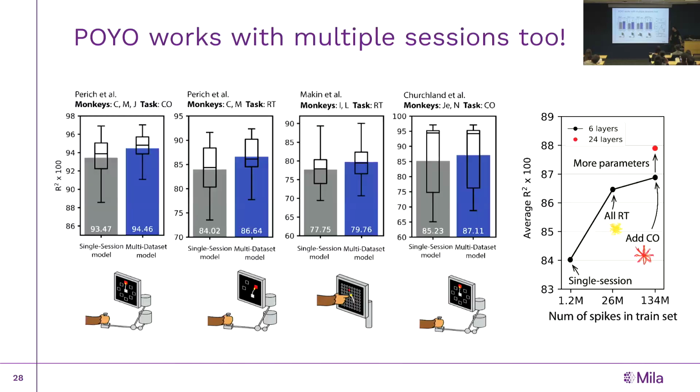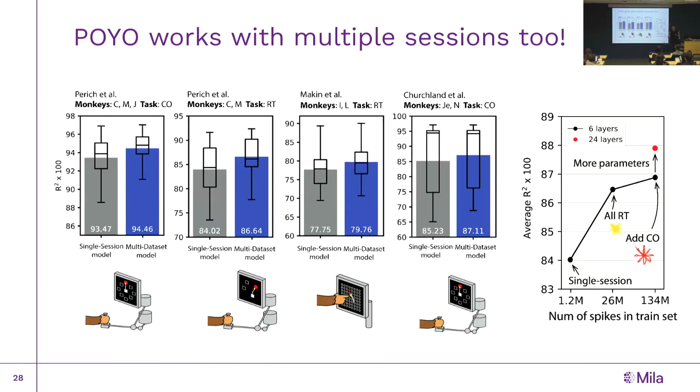And it actually works. Here we're looking at decoding in single sessions versus multi-sessions for a series of different data sets collected by different labs as well. So we're not even in a situation where we're in a single lab. These are different data sets collected across different labs, different monkeys doing different reaching tasks. And for me, the key thing is that in each of these plots, the multi-data set model does better than the single session model. And that's exciting because that means scaling is working.